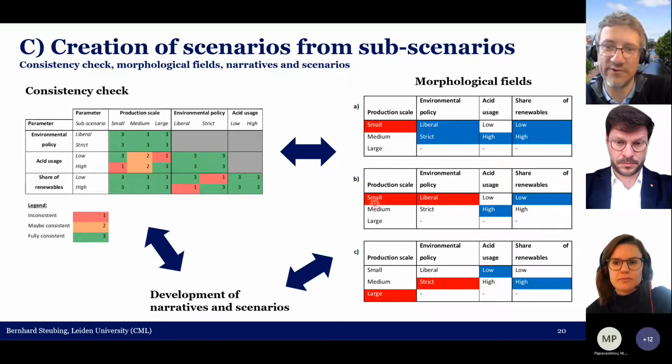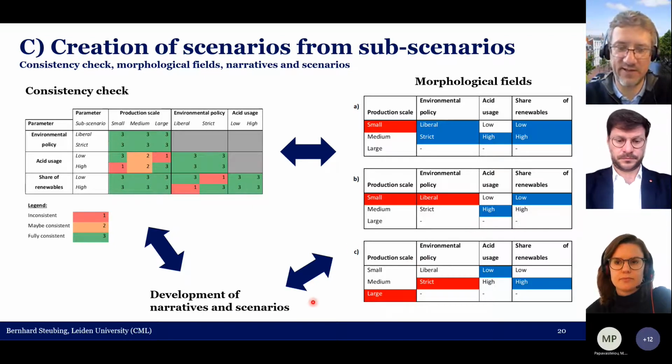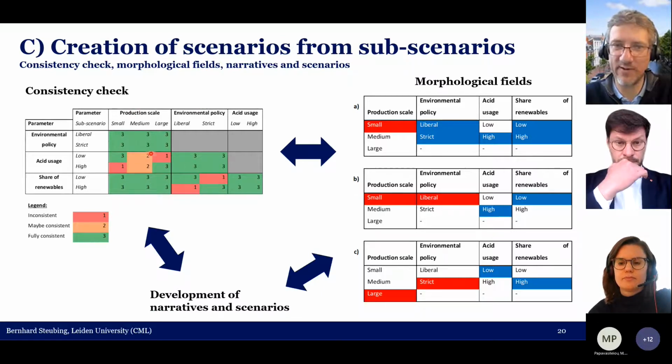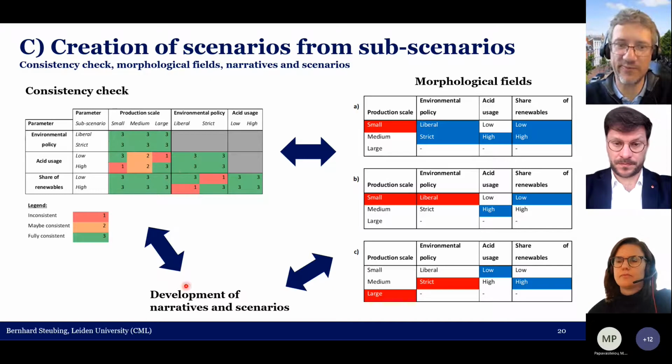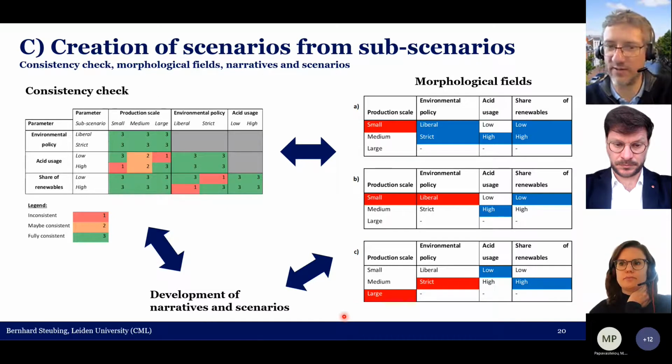So maybe we need to think further and say, well, if we have small production scale and a liberal environmental policy, then now there is only basically one consistent solution to that. And this is a way of perhaps deriving scenarios. And of course, it doesn't have to be these tools, but they can be helpful. This is quite an iterative process, simply thinking about what are potential narratives, what are potential scenarios, and of course that should also be discussed with the stakeholders.